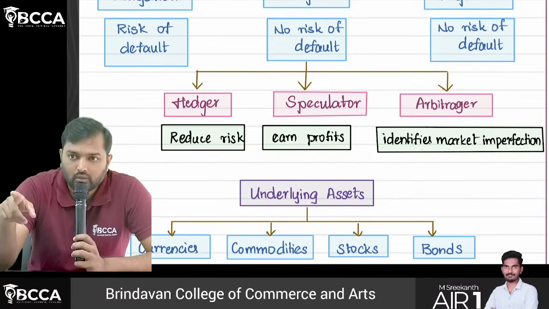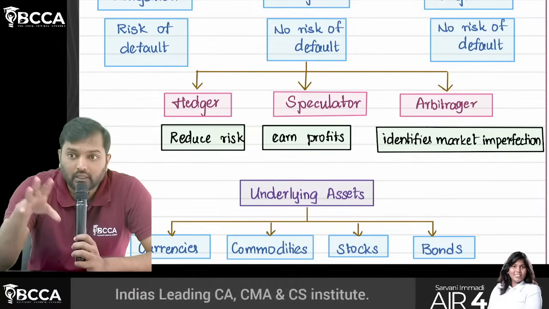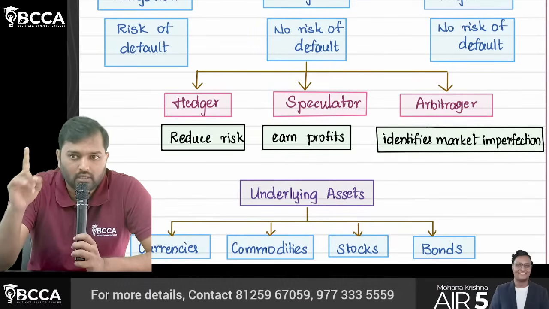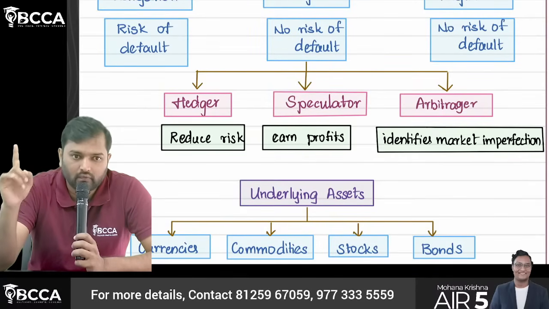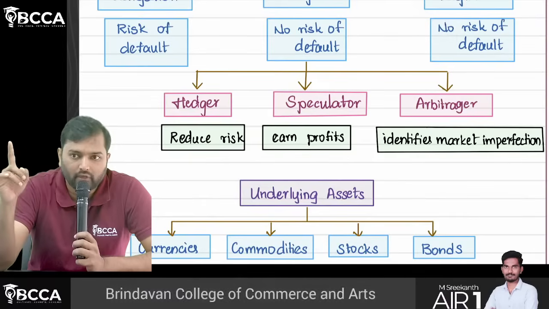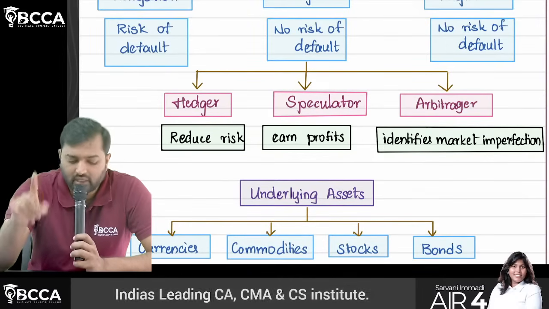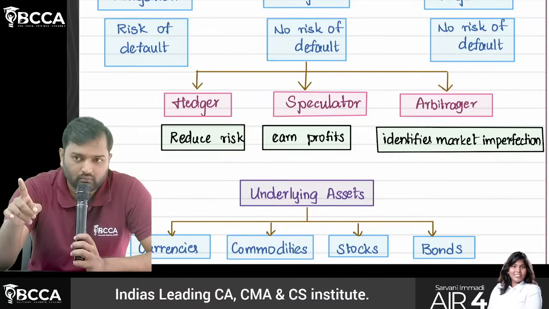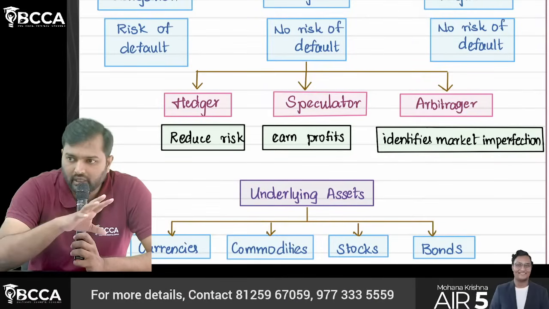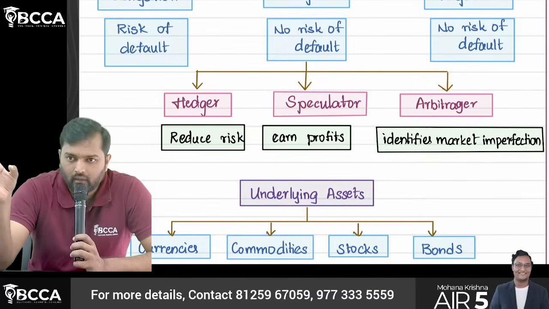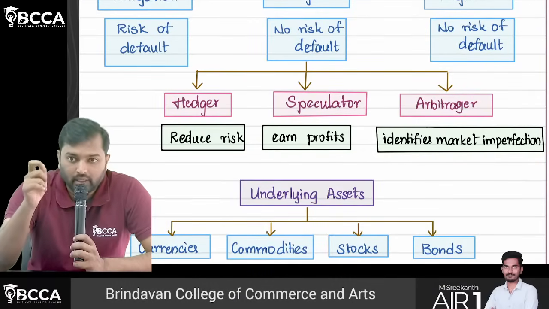Speculator's objective is to earn profit by taking a risk. Taking risk means uncertainty. There is a possibility of occurrence of a loss. So speculator may get a profit or a loss. Arbitrator will identify market imperfection and he will earn profit. He will always earn a profit without taking any risk. Arbitrator will be identifying the market imperfection.